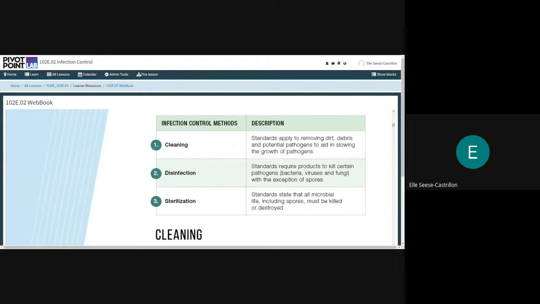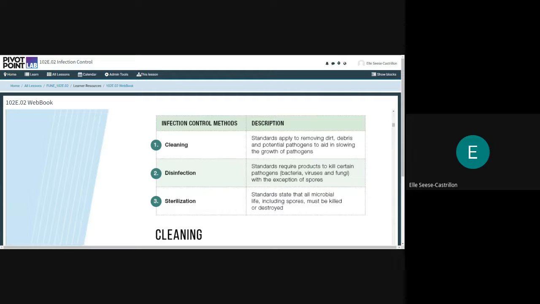So the first step is always cleaning. We are going to apply the standards to remove dirt, debris, potential pathogens, so potentially harmful diseases, to aid in the slowing of the growth of those pathogens or those harmful germs. Then after we clean, we're going to go to step 2, which is disinfection, requiring products to kill certain pathogens, bacteria, viruses, and fungi, with the exception of spores. So like a sponge would not be able to be disinfected properly because it has openings or it has spores. It is considered porous, right?